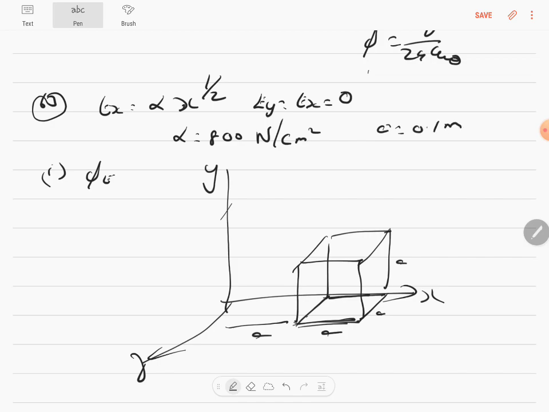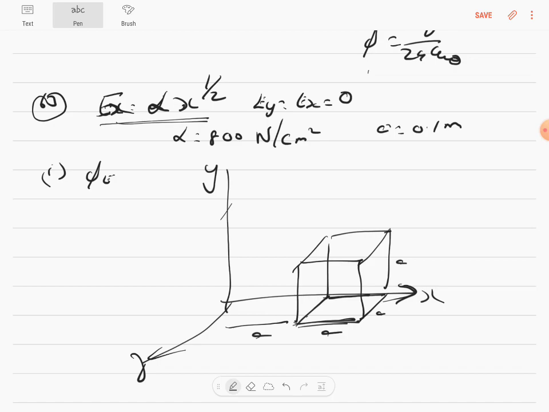That's also given. So electric field component in this diagram, Ex is equal to alpha into x to the power 1 by 2, Ey is equal to Ez is equal to 0. There is only, which shows that the electric field lies only along x-axis. The electric field is not along y-axis or z-axis. Okay, so the electric field is along x-axis only, and it's given by alpha into x to the power 1 by 2. Calculate the flux.